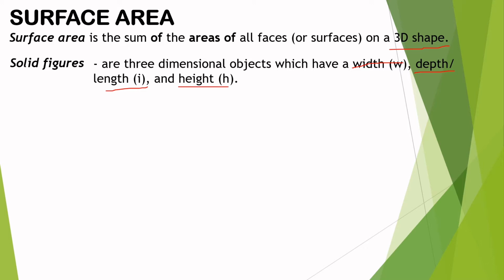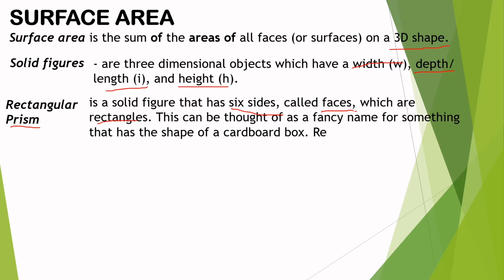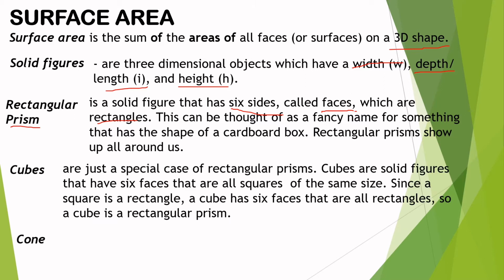We have some examples of solid figures. First, we have rectangular prism. It is a solid figure that has 6 sides called faces, which are rectangles. This can be thought of as a fancy name for something that has the shape of a cardboard box. Rectangular prisms show up all around us. Next, we have cubes. These are just a special case of rectangular prism. Cubes are solid figures that have 6 faces that are all squares of the same size. Since a square is a rectangle, a cube has 6 faces that are all rectangles. So a cube is a rectangular prism.